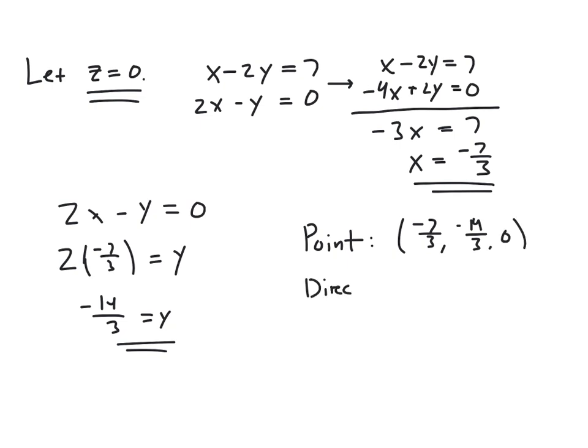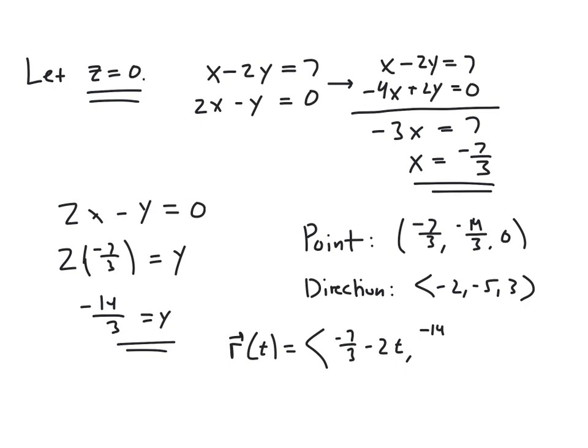And we have a direction, which was the vector we found previously, which was (-2, -5, 3). Right? And so the vector form of our line, r of t, is going to be (-7/3 minus 2t, -14/3 minus 5t, 0 plus 3t). So this is the equation. This is the vector form of the line, and we want to take t to go from -infinity to infinity.